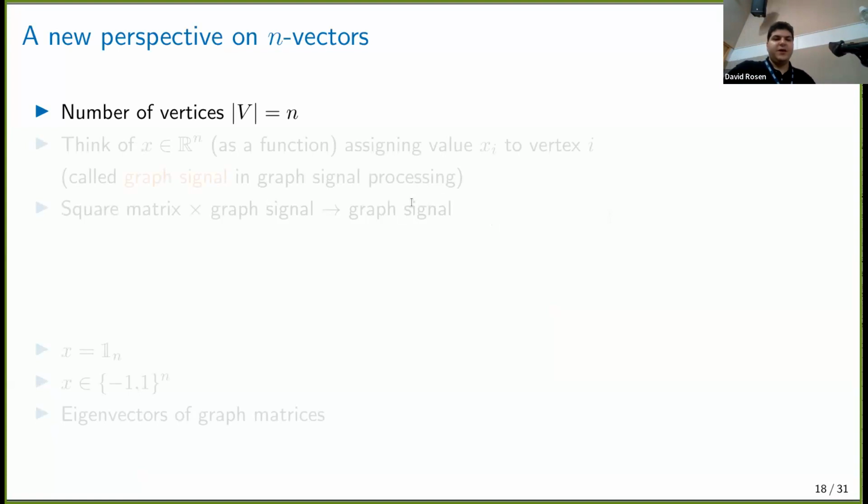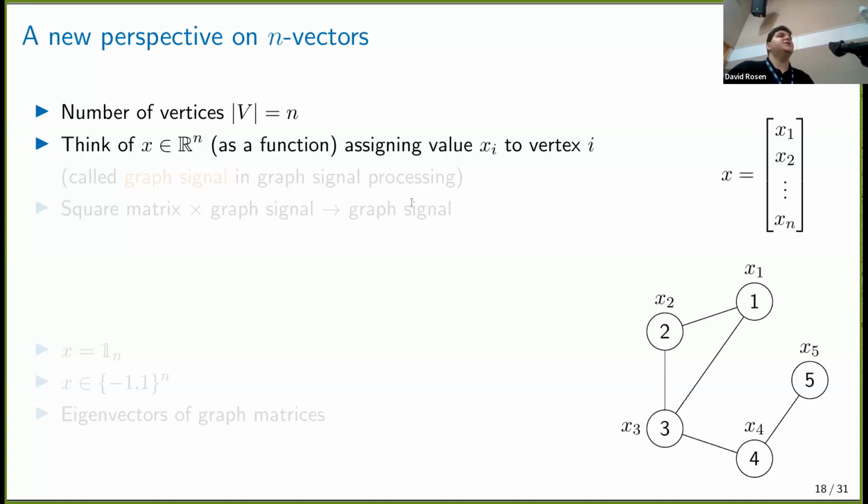So before I start, let's assume that my graph has n vertices. It's useful to think of real vectors of size n, like x, as a function that assigns a value to each vertex of the graph. So if I look at the second element, x2, you should see that as a function that assigns value x2 to node 2. Here I'm picking some arbitrary ordering of the nodes of the graph, and I'm labeling the nodes 1, 2 through n.